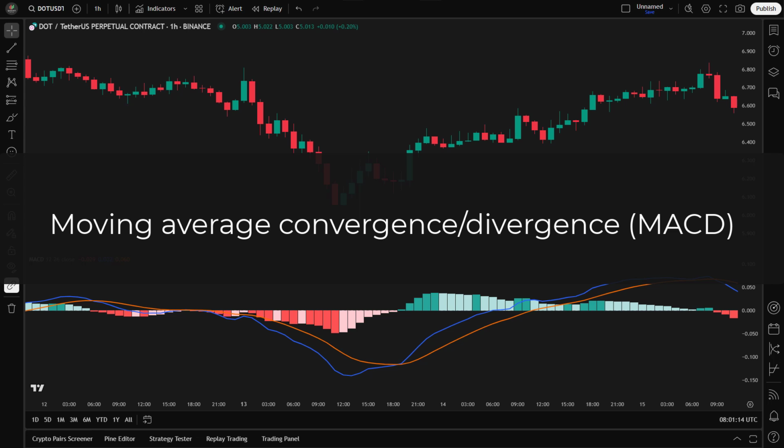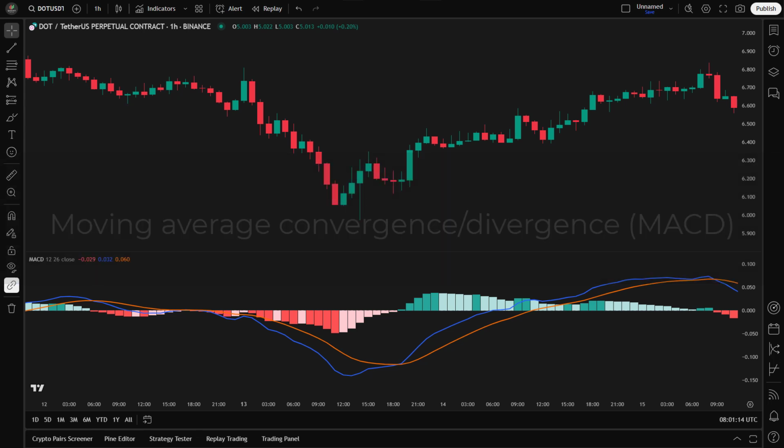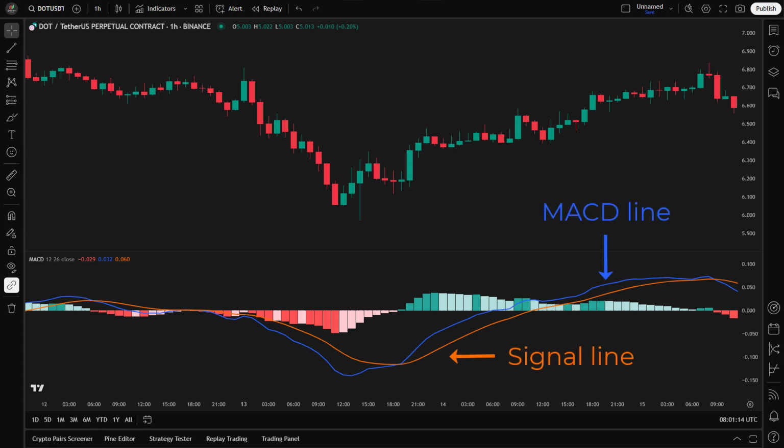Next is MACD, or Moving Average Convergence Divergence, a popular momentum and trend-following indicator. It helps traders understand the strength and direction of a trend by comparing two moving averages of price. There are several ways to interpret the MACD, but in this strategy, we'll focus on its core components, the MACD line and the signal line.